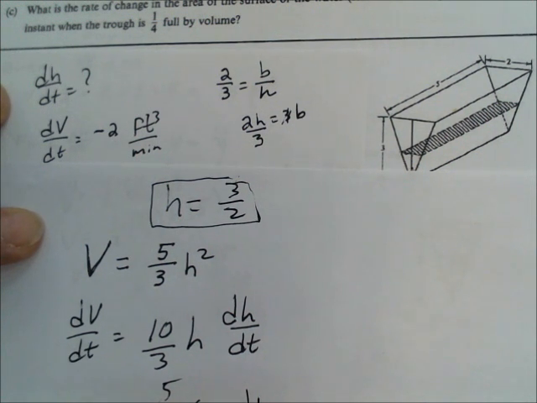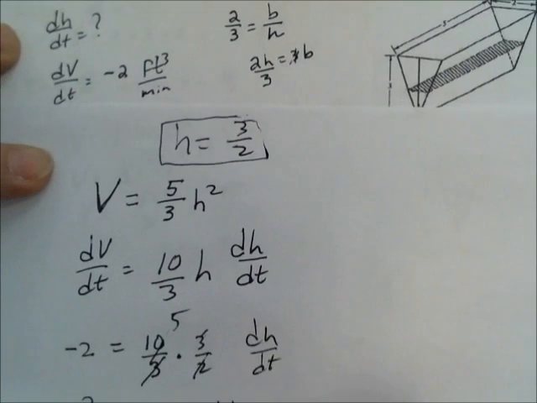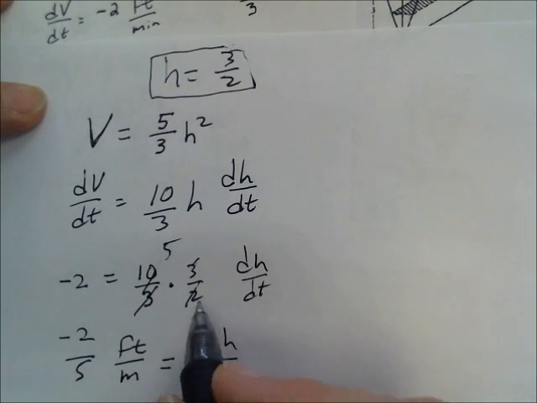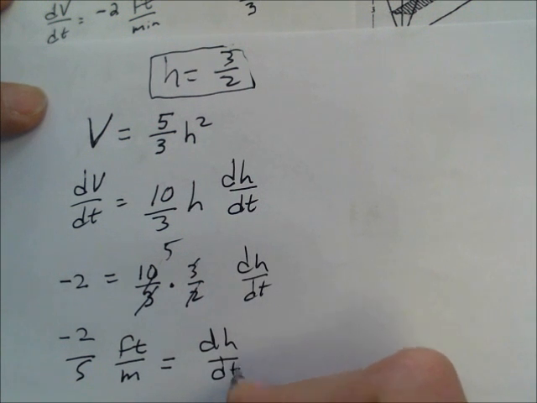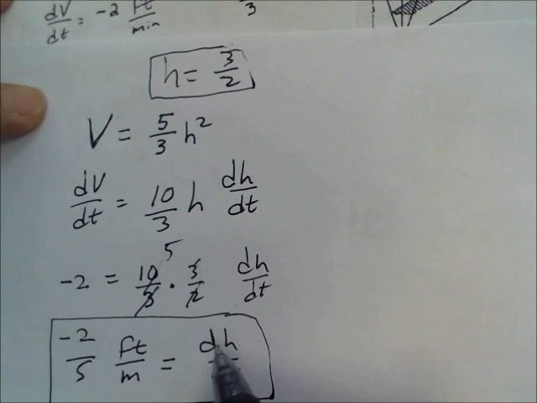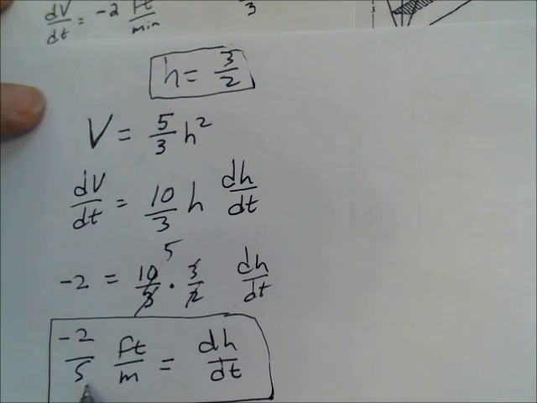And what do we have? This is a change in height over change in time. So we have feet per minute is equal to dH/dt. -2 over 5 is dH/dt, and that's what they want. That is the change in height. So the height is dropping 2/5 of a foot per minute.